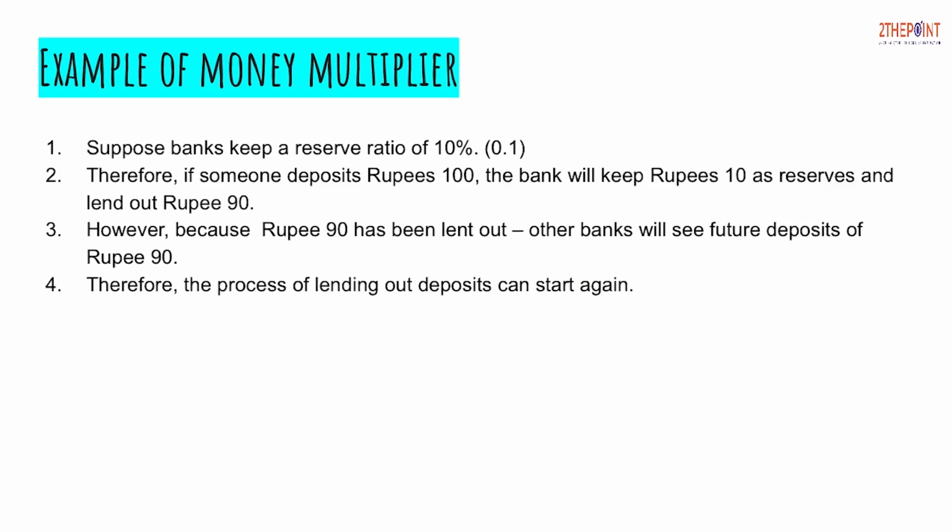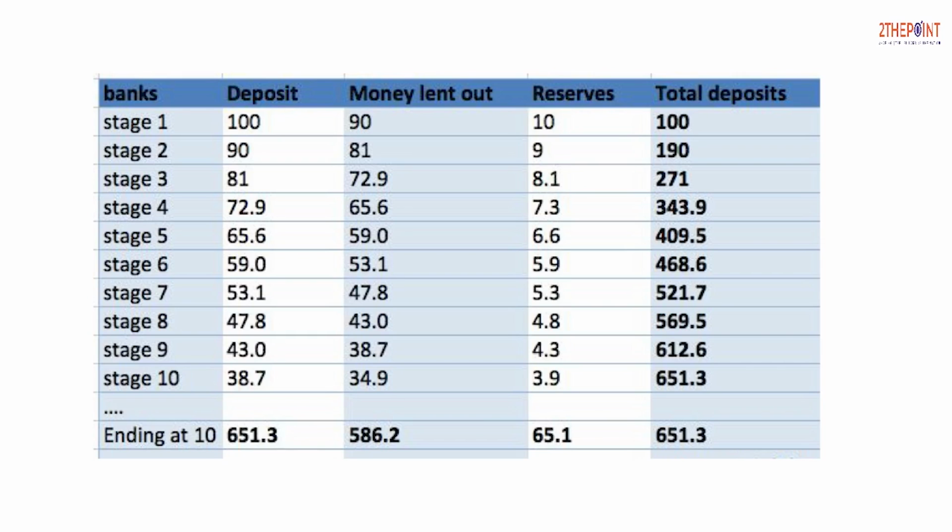Moving on to the next slide, that is the example of money multiplier. I would rather not take this example and instead explain the next slide, in which it is presented in tabular form. Let's assume the reserve ratio is 10%. Now we'll start with the example. At stage 1, the deposit that came in is rupees 100. So the deposit amount is over here. Money lent out is 90. Why? Because out of it 10% we are maintaining as a reserve.